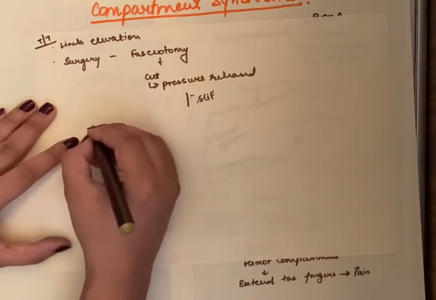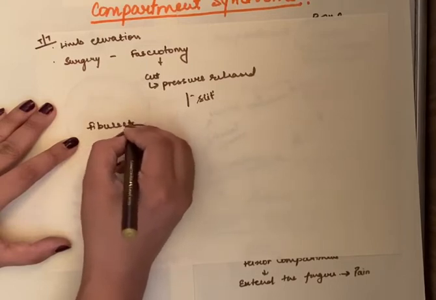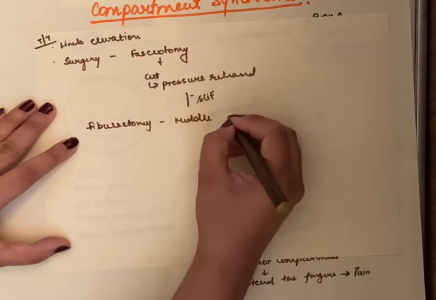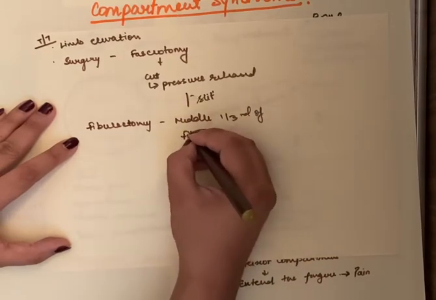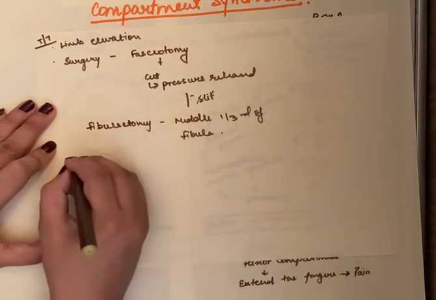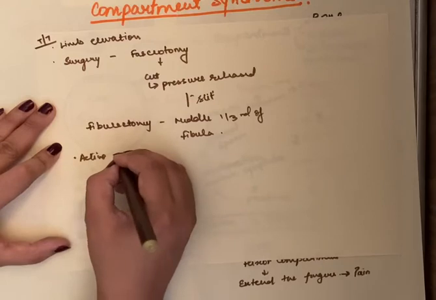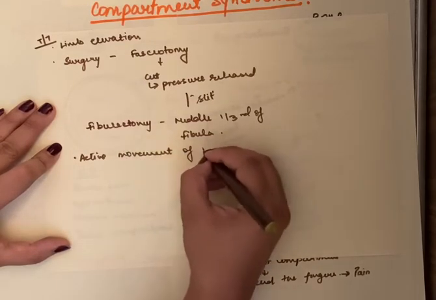Otherwise we can do fibulectomy, where the middle 1/3 of the fibula is cut. Also you should actively move your fingers, active movement of fingers.